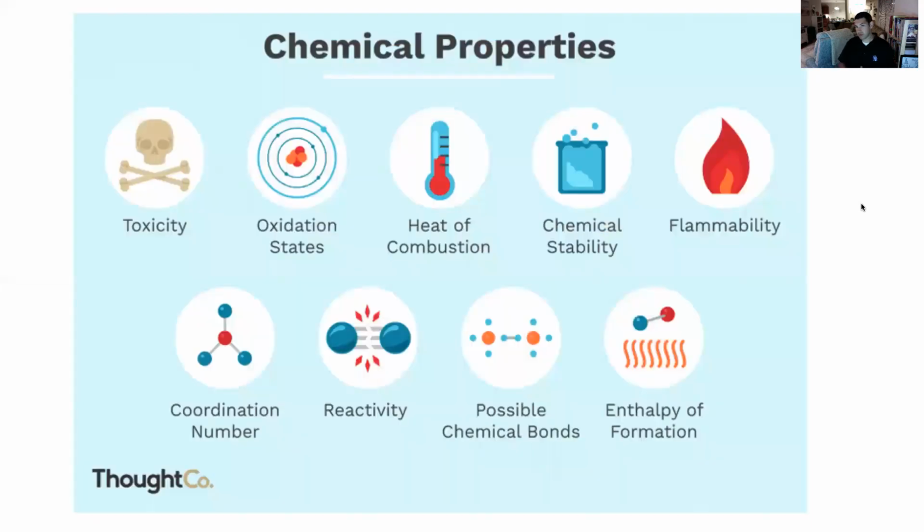All right, so our chemical properties, things like toxicity, oxidation states, heats of combustion, chemical stability, flammability, coordination number, reactivity, possible chemical bonds, enthalpy of formation. All right, the big term that I want you to know for right now: combustion, that's going to come up a lot. We'll learn about these other terms as we go on in the year. So like oxidation states, we'll see. We're just not looking at them right now. So for chemical properties, I know the language can feel a little weird. It'll come together as the year goes on.